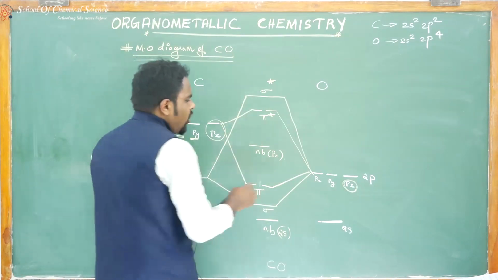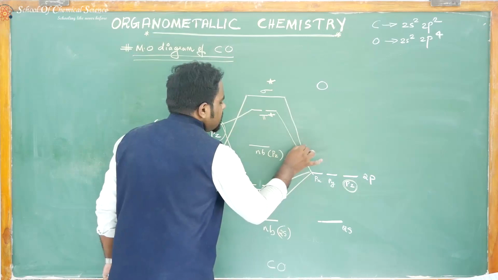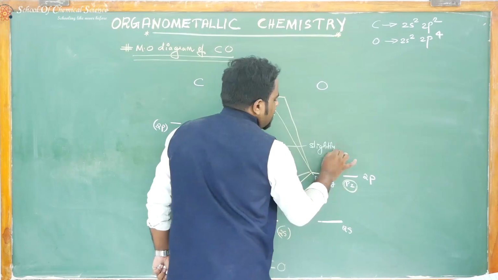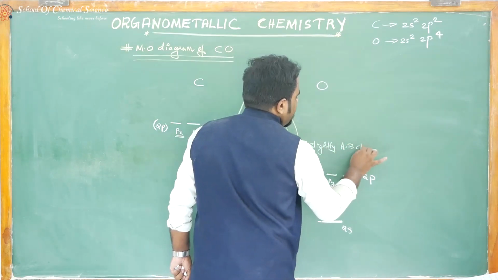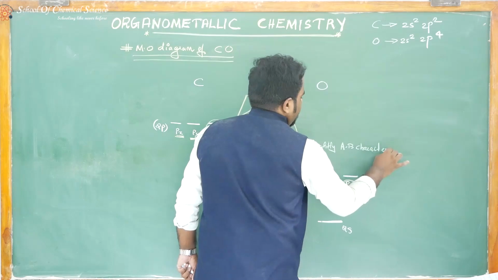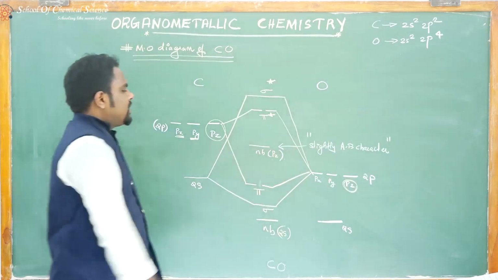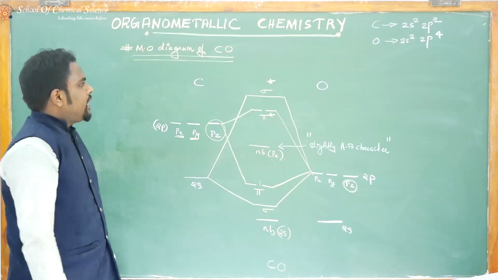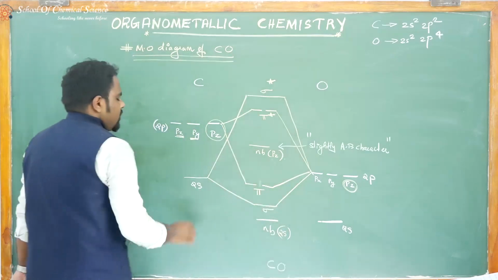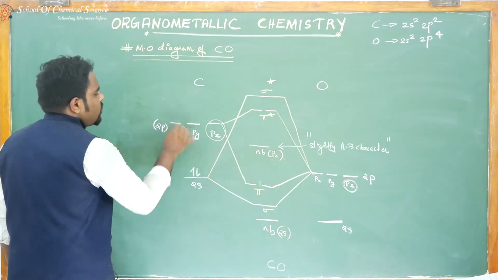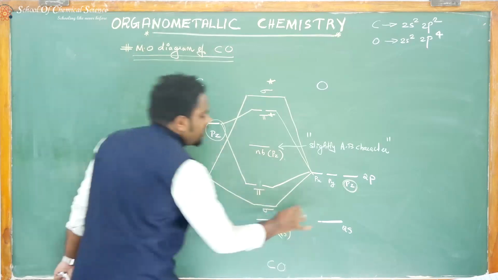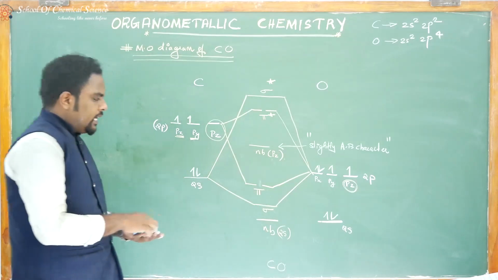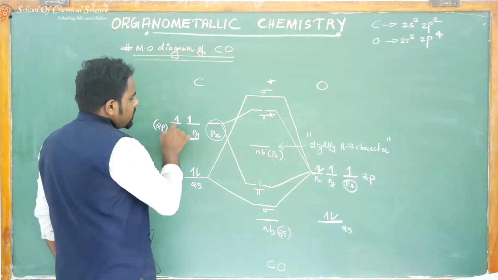And this non-bonding orbital has slightly anti-bonding character. Very important. This non-bonding orbital has a slightly anti-bonding character. Then carbon has configuration 2s2, 2p2. Oxygen has 2s2, 2p4. So how many total electrons? 2 plus 2, 4.